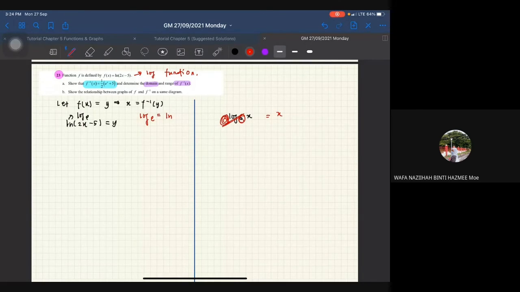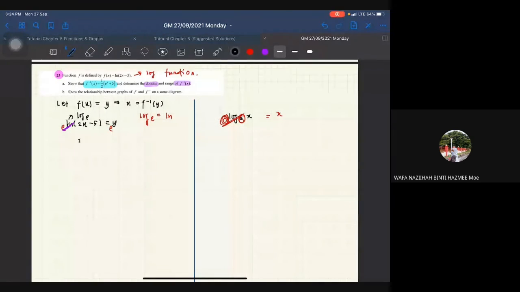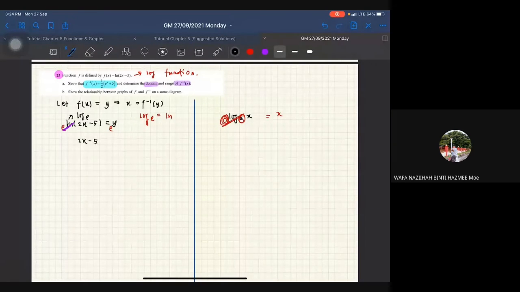So we are going to put e. So we put e over here. This one e. This one pun kita letak e, okay. So dekat sini dia akan cancel out sebab ln is log base e. Okay, so kita akan dapat 2x minus 5 is equal to e power of y. Macam tu.